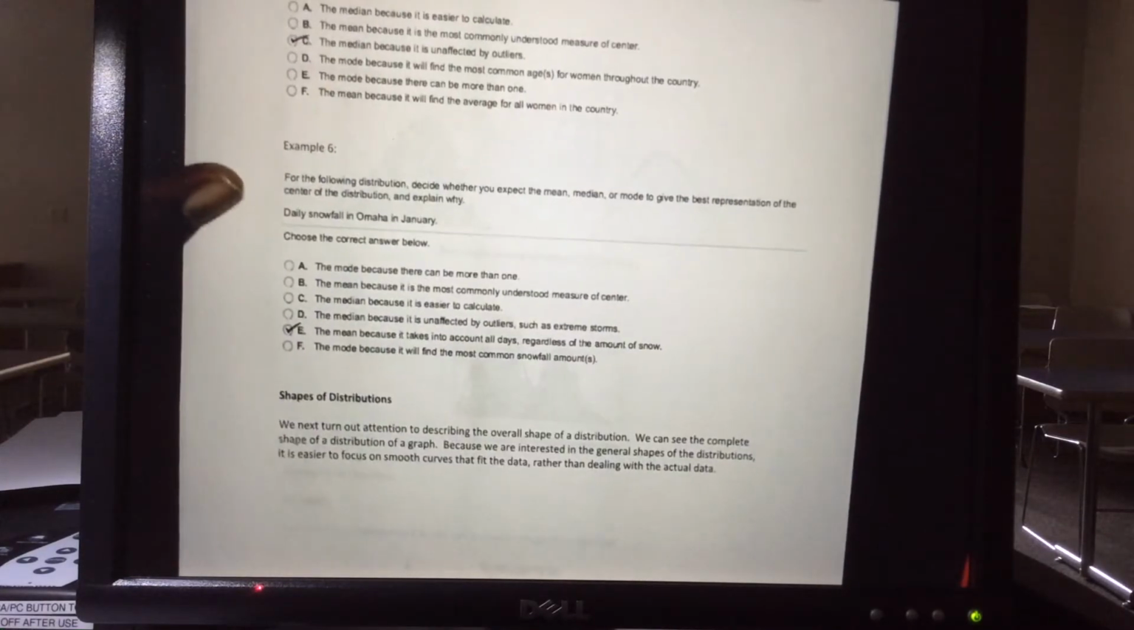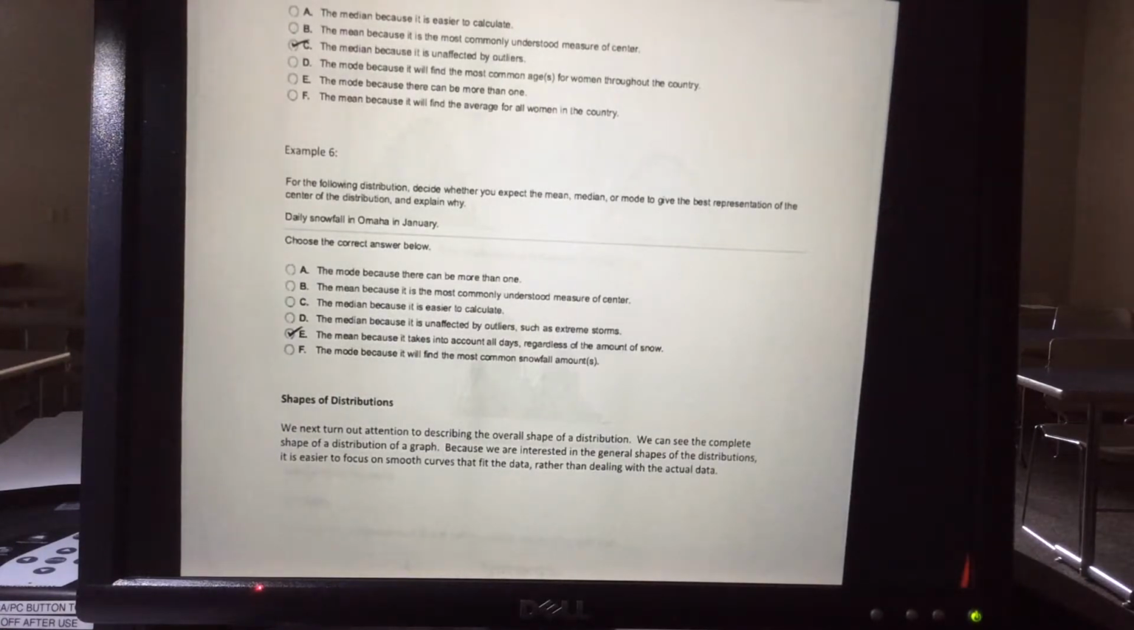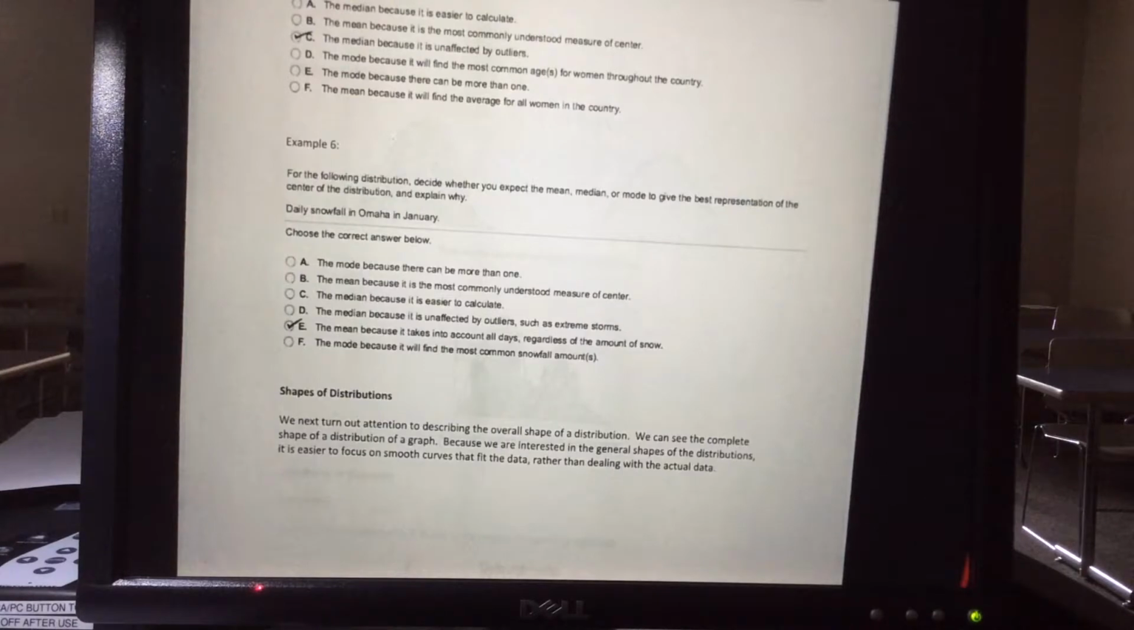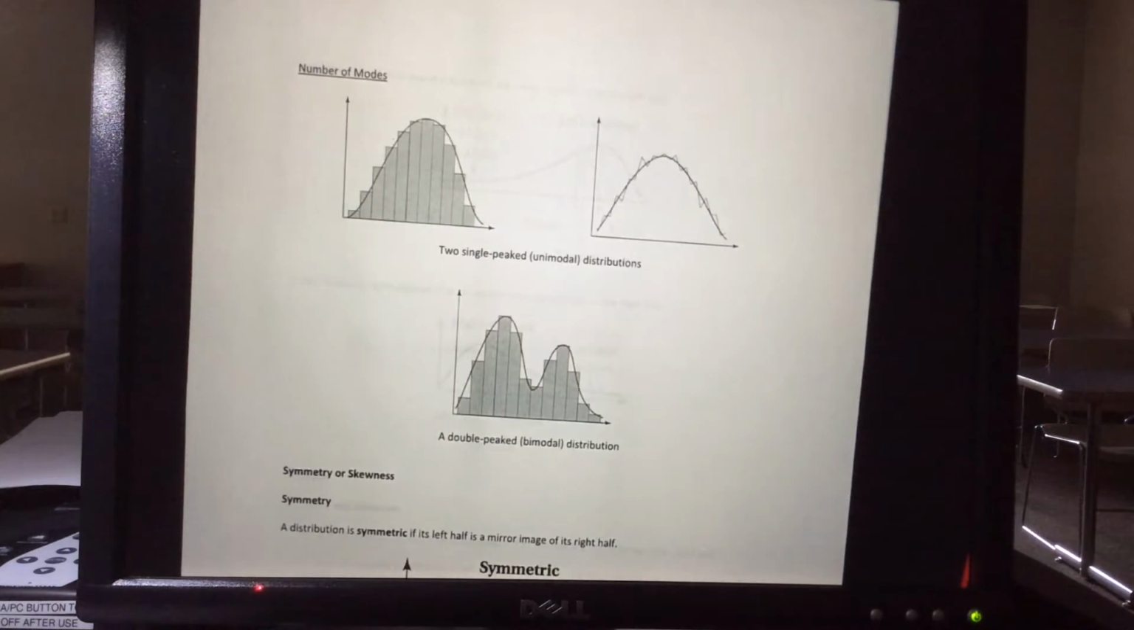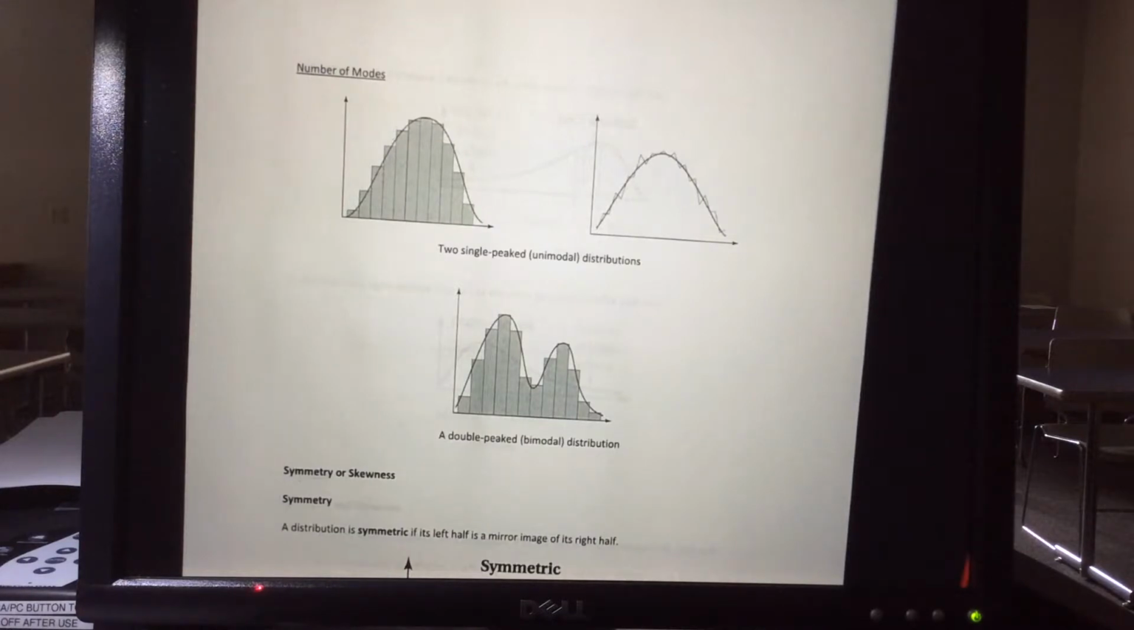All right, let's talk about shapes of distribution. We next turn our attention to describing the overall shape of a distribution. We can see the complete shape of a distribution of a graph because we are interested in the general shapes of the distributions. It is easier to focus on smooth curves that fit the data rather than dealing with the actual data. Okay, so on this next page, this is what a few distributions would look like, this one right here.